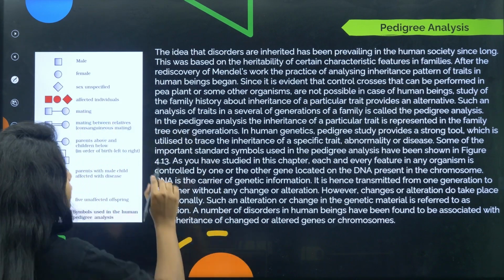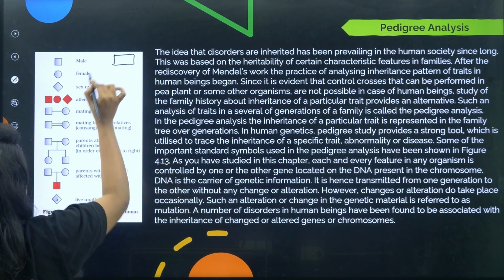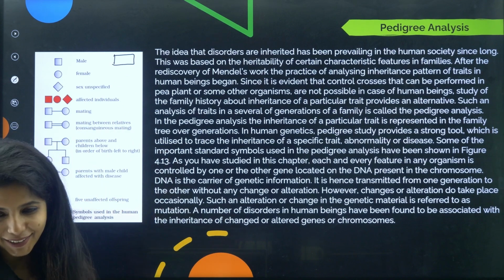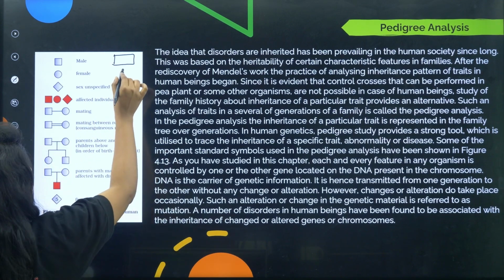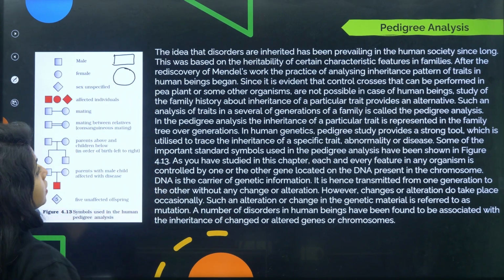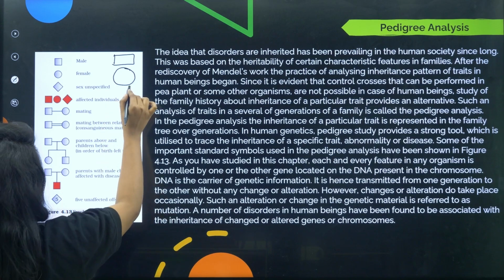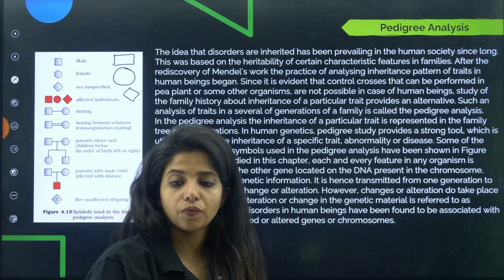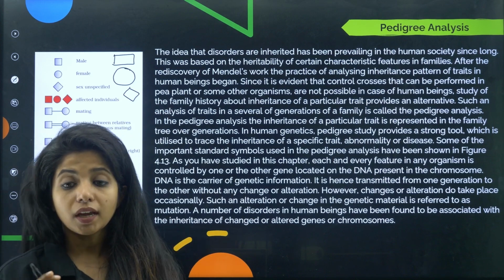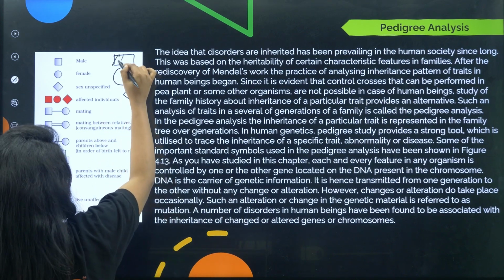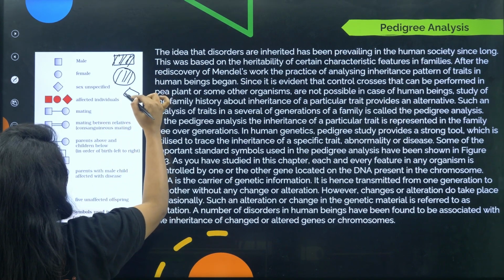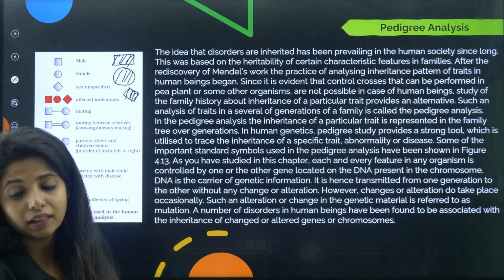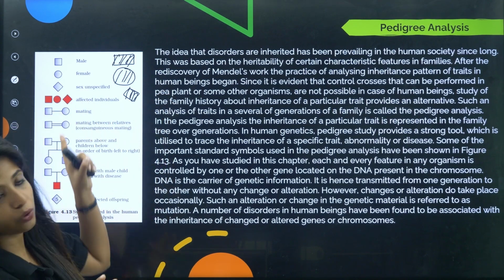Whenever there is a square, just understand that it's a male. Whenever there is a circle, understand it's a female. Whenever there is a structure like this, understand that the sex is not specified, as in they have not mentioned whether it's a male or a female. Now, when they are colored, you say that it is diseased. They have some disease, just as you see over here.